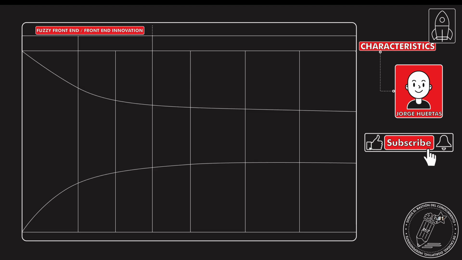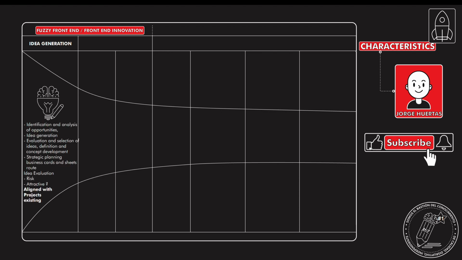Okay, so like I was telling you, this Fuzzy Front End or Front End Innovation is divided into different stages. The first thing that we learn is to generate ideas. So the idea here is to identify and analyze different kinds of opportunities, generate ideas, evaluate those ideas, define the concept, strategy planning, business case, and of course that is aligned with a project that already exists, because the Fuzzy Front End doesn't work by itself. Sometimes it's attached to other agile methodologies like design thinking, Scrum, or anything other than that.